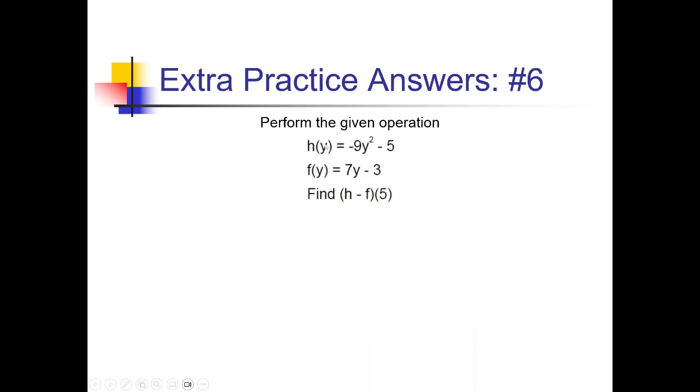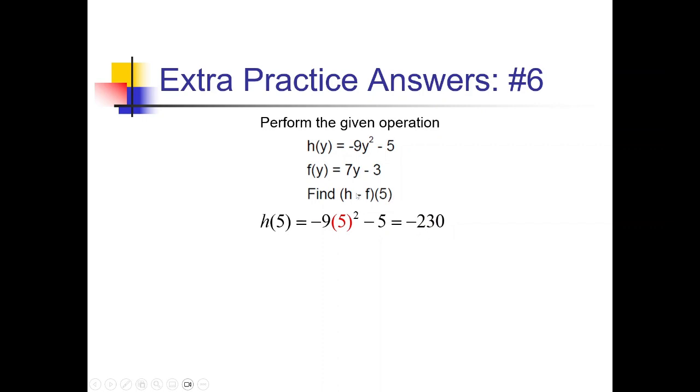For number 6, we have an h and an f function. We're doing h minus f of 5. So what I'm going to do is plug 5 into each of these individually and then just subtract whatever I get from doing that. Let's do h of 5 first. That's going to be negative 9 times 5 squared minus 5. So 5 squared is 25 times negative 9 is negative 225 minus another 5 is negative 230. Feel free to do that on the calculator though.